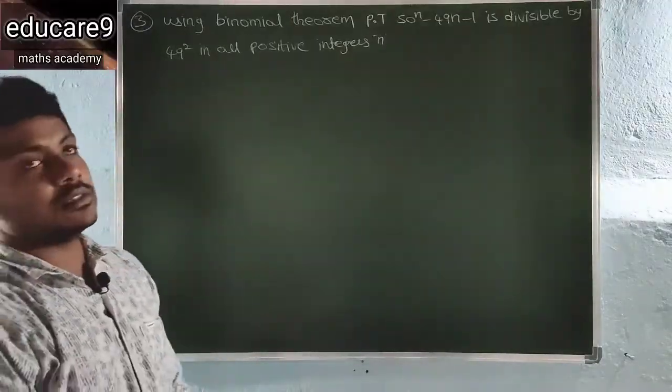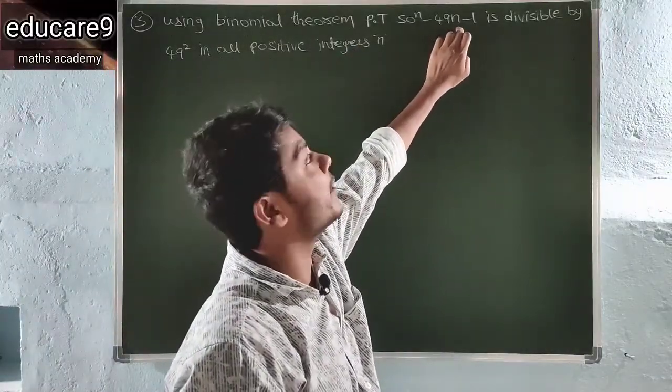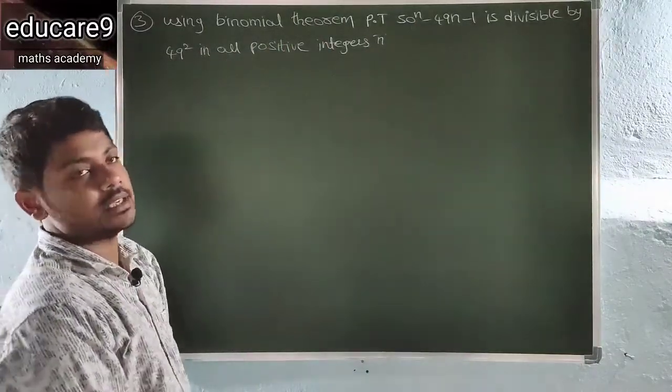So see the next one. Using the binomial theorem, prove that 50 power n minus 49n minus 1 is divisible by 49 square for all positive integers n.